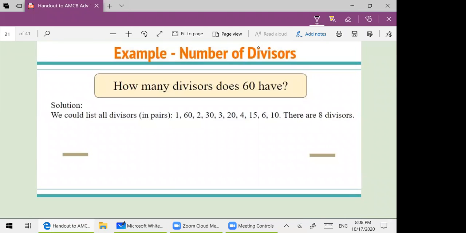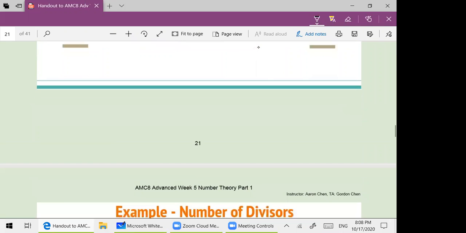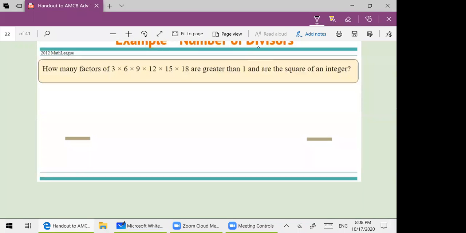Okay, now the number of divisors of a number. So 60 has a total of 8 divisors. 1 and 60, 2 and 30, 3 and 20, 4 and 15, and 6 and 10. Okay, now try this example.